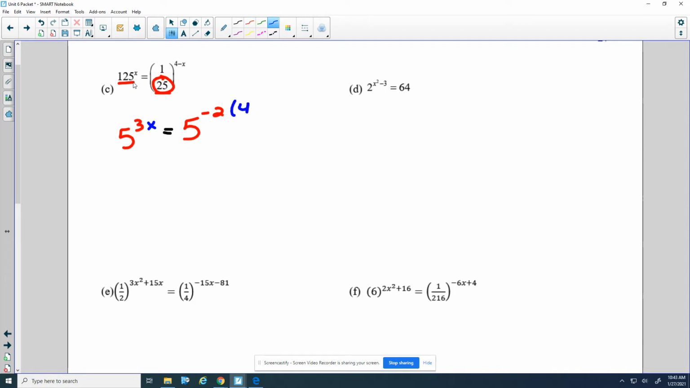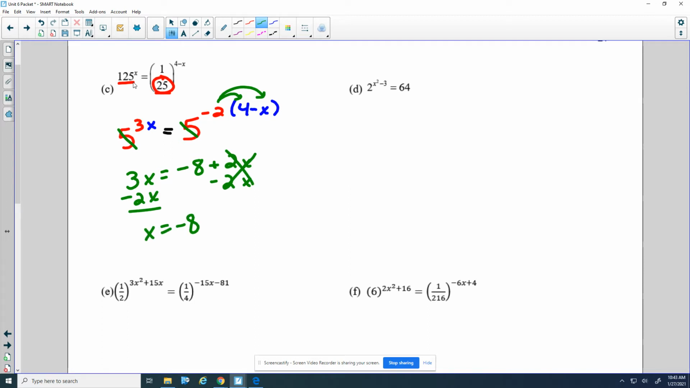Here I have a binomial, so I'm going to have to distribute. So we cross off the 5s. This side we just have a 3x. Over here we have negative 8 plus 2x. Bring over the 2x. And we just get negative 8 for our answer on that one.